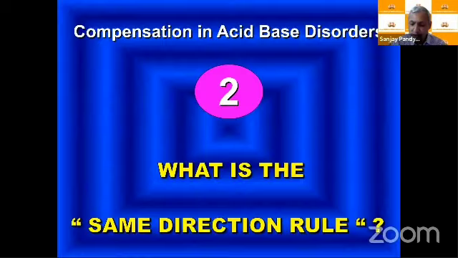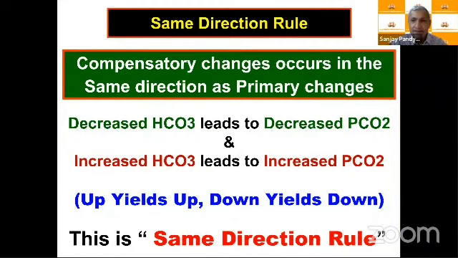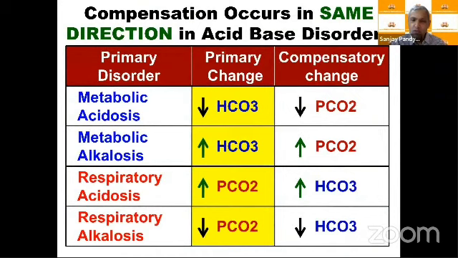Now, the next question: what is the same direction rule? When compensation occurs, the change in bicarbonate and PCO2 occurs in the same direction. Decreased bicarbonate leads to decreased PCO2. Increased bicarbonate leads to increased PCO2. Up yields up, down yields down. This is known as the same direction rule. Is it applicable to all four primary acid-base disorders? The answer is yes. It is true for metabolic disorder as well as for respiratory disorder. It is true for all four disorders. So this is known as the same direction rule.